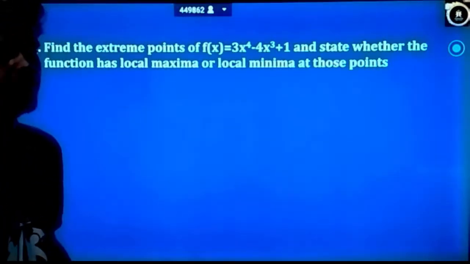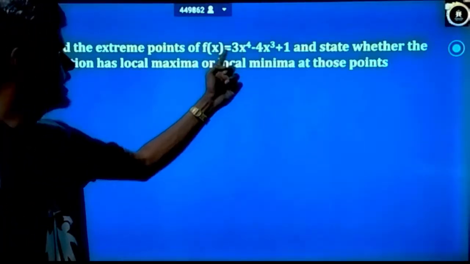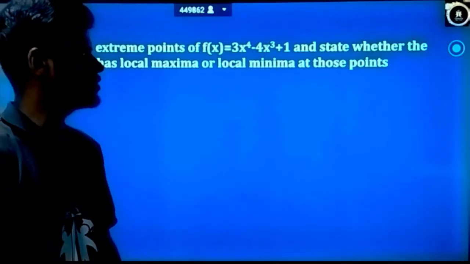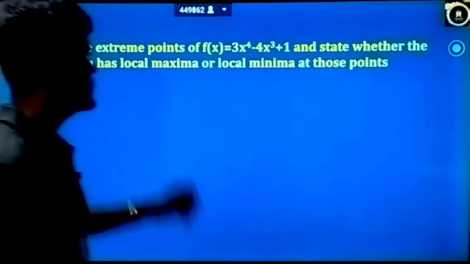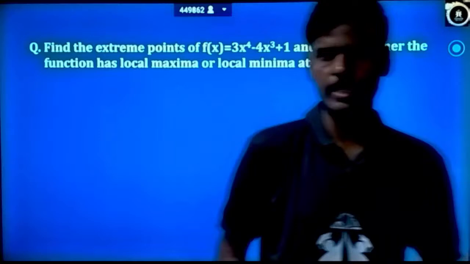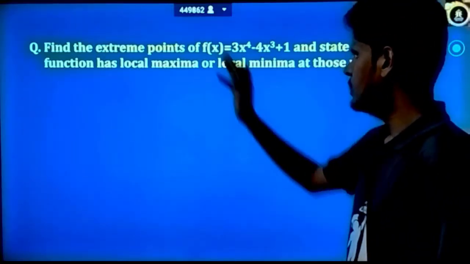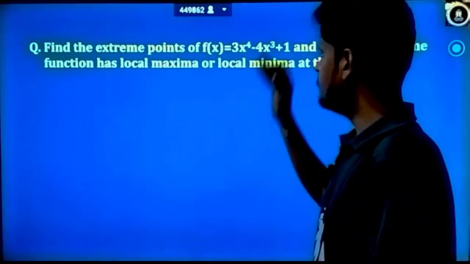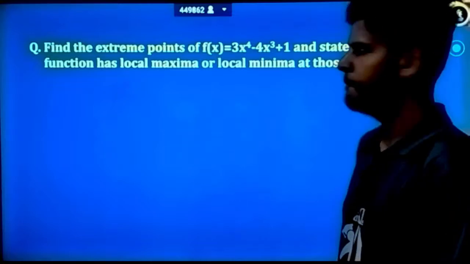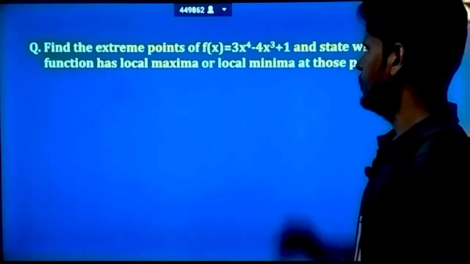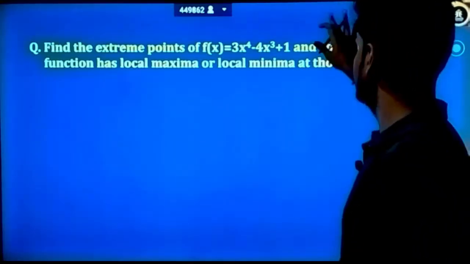Next, find the extreme points of f of x equal to 3x power 4 minus 4x cube plus 1 and state whether the function has local maxima or minima at those points. Now first, the extreme points of this function. That means what we need to do? First differentiate, equate it to 0.